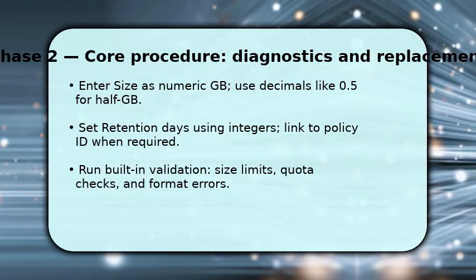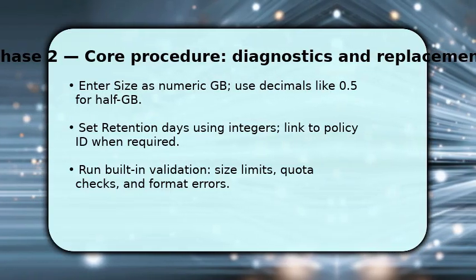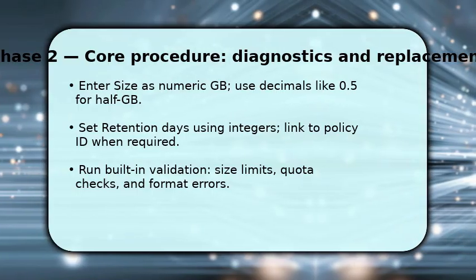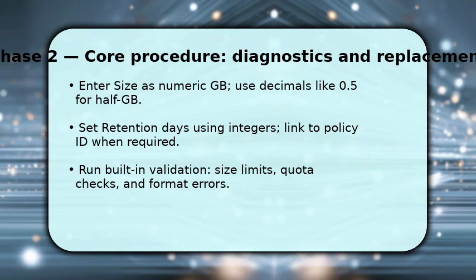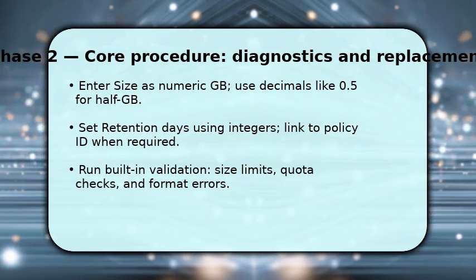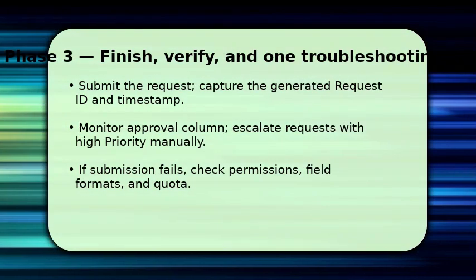Once filled, run the table's built-in validation. It checks size limits, quota availability, and format errors. If a validation flag appears, correct that cell and revalidate. This keeps automated approvals flowing. You finish by submitting the completed row and capturing the generated request ID and timestamp for tracking.